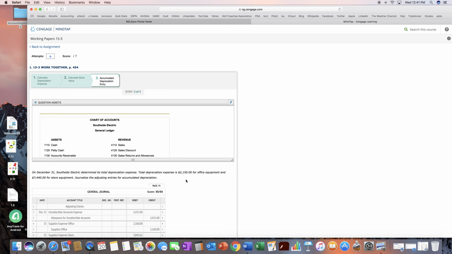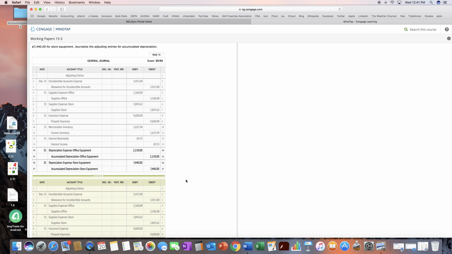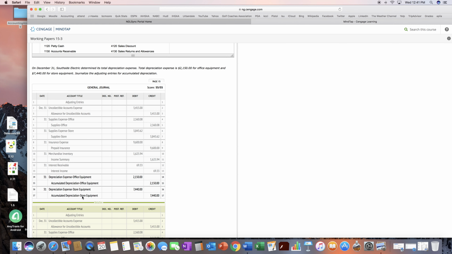And then when we do that, we have to record this into our journal. And so they're giving us a different scenario here where it says Southside Electric determines total depreciation for office equipment, for all the office equipment, of $2,150. So it's not just the color printer, it's all of them. So $2,150 is depreciation expense for that year, and then our total accumulated depreciation is the credit. They again give you the store equipment. Our total accumulated depreciation for store equipment is $7,444, which we debit into the expense because we're expensing it.